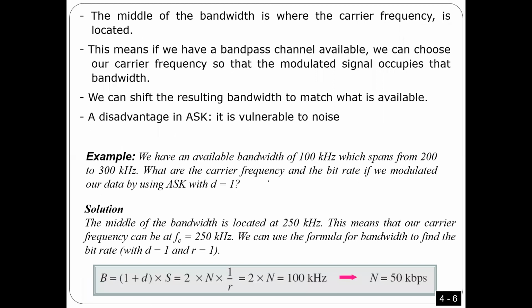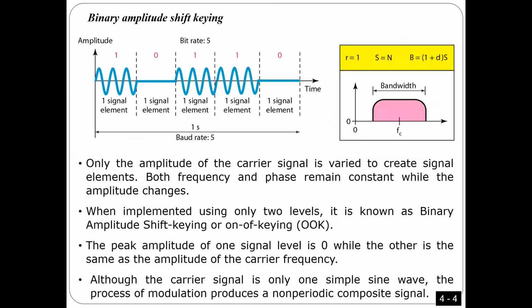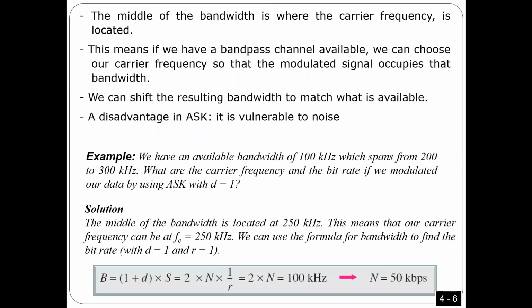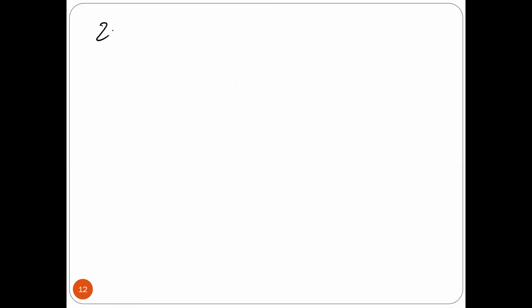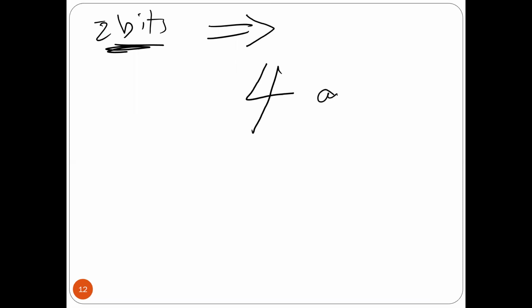Anyway, let's return to my question. What I explained here was the case where you transmit only 1 bit in every signal element. Very simple question: can I extend this idea so that I can transmit 2 bits or 3 bits here? For sure, yes. For example, if you want to transmit 2 bits, you have to make sure you have 4 different amplitudes.